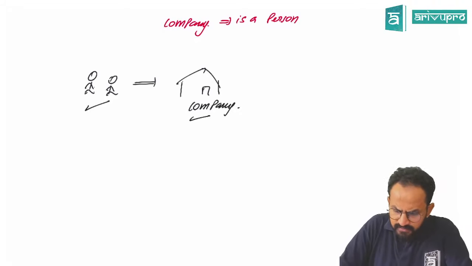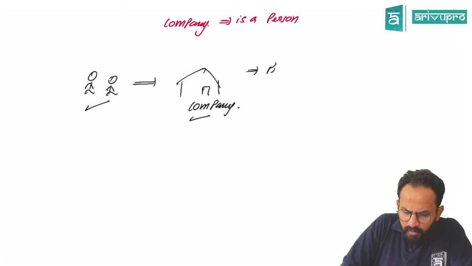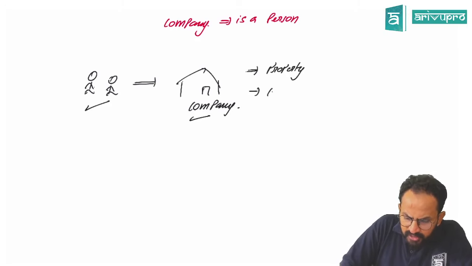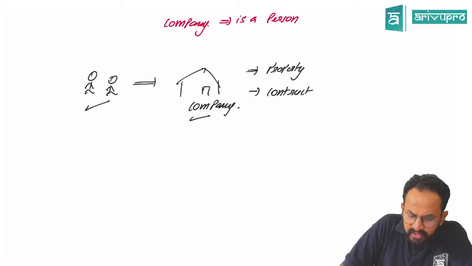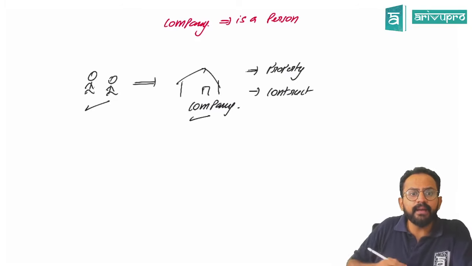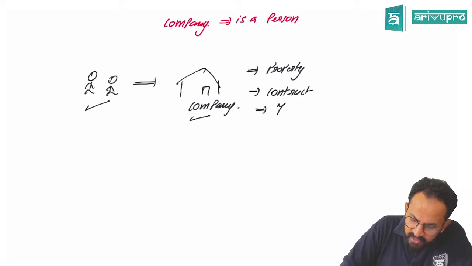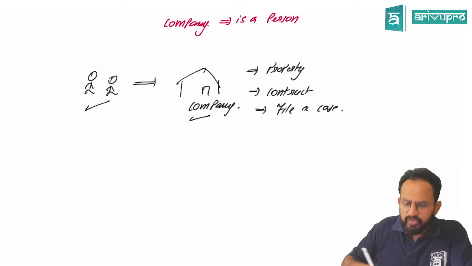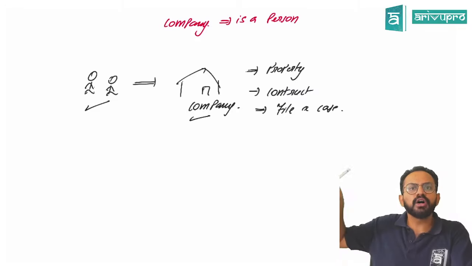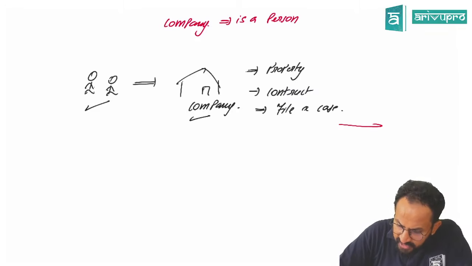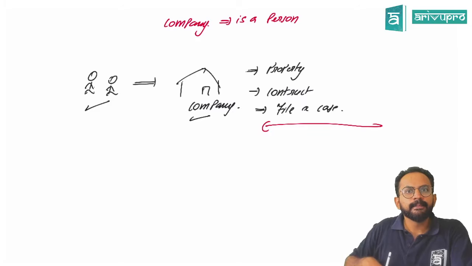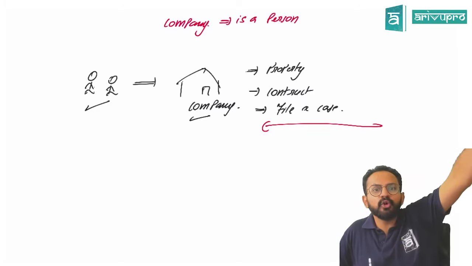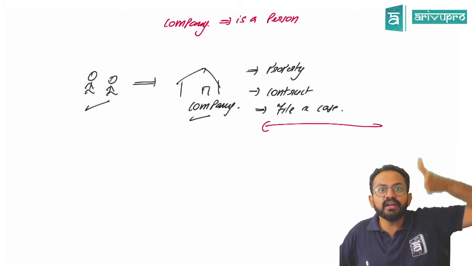What do you mean? If it wants to buy property, it will buy property in its own name. If it wants to enter into a contract, it will enter into a contract in its own name. If someone has done damage to the company, if it wants, it can file a case on them. In the same way, if we have done something wrong to the company, or to outsiders, they can file a case on us.